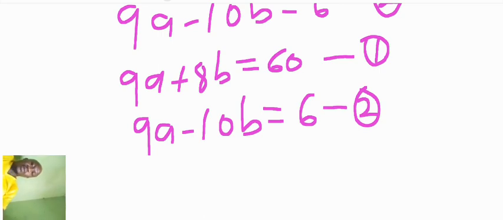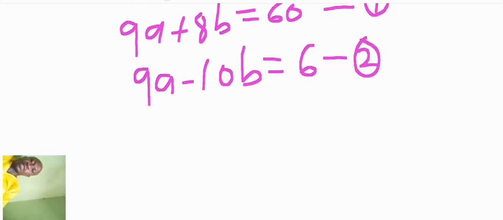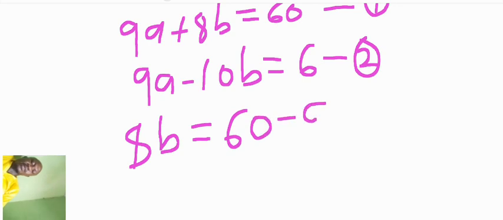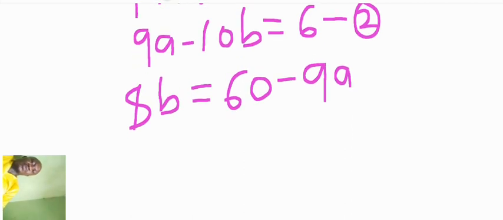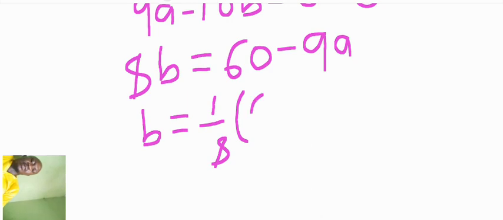So from equation 1, I have 8B is equal to 60 minus 9A. So I have to multiply both sides of the equation by the multiplicative inverse of 8. And what would that be? That would be 1/8. So at the left hand side, I'll have B to be equal to 1/8 outside the bracket, 60 minus 9A.